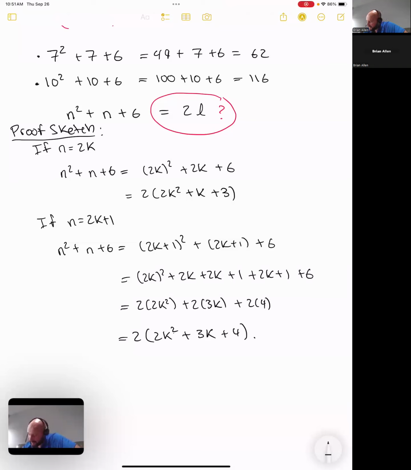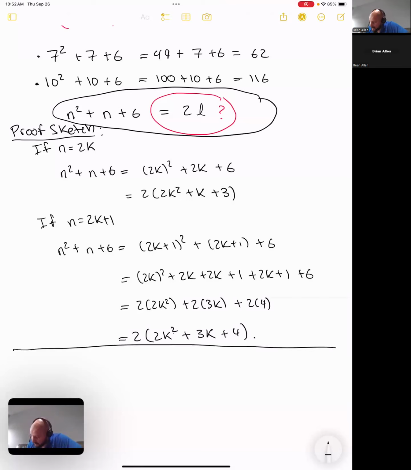But before we go write the formal proof, I just want to point out that we did a proof by cases where we say, okay, I don't know what to do in general. I don't know how to show you that n squared plus n plus 6 is equal to 2 times an integer in general. But I do know that if I assume it's even, I know what to do. And if I assume it's odd, I know what to do. And notice that's enough, because we said earlier there's a fact that every integer is either even or odd. So we've covered all the possible cases here.